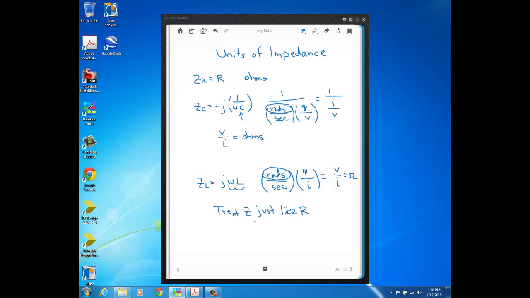So if impedances are in series, to get ZEQ, I just add them up. If they're in parallel, I can do sum of reciprocals reciprocated, just like I do with resistance. And if I have two impedances in parallel, I can do product over sum.